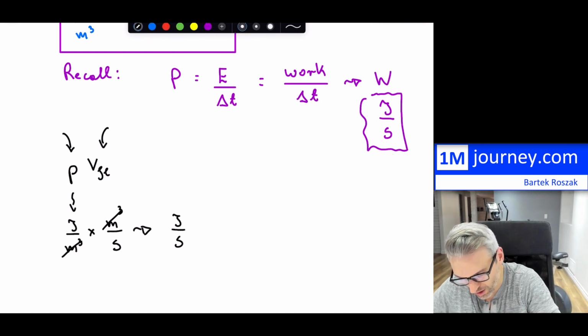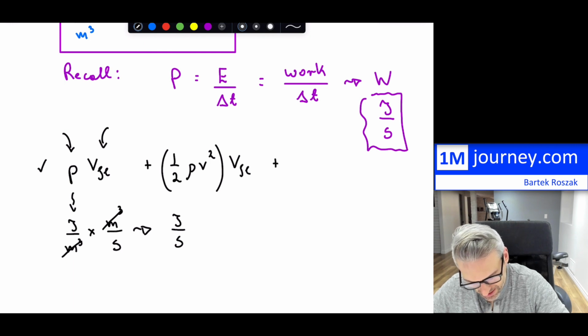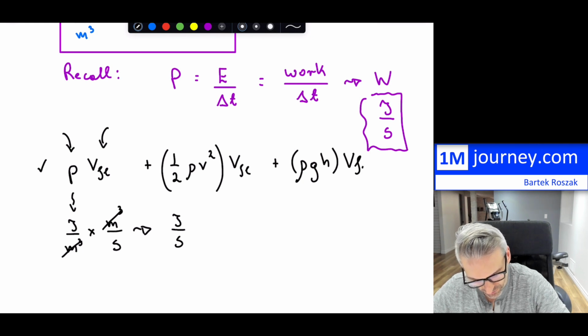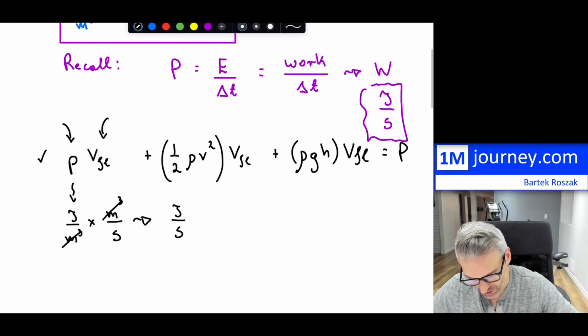Now this is just one of the components right here, but of course we can say this is 1/2 the density of the actual speed which is flowing by, times the volume flow rate, plus the last component, which is density times gravity times the height, multiplied by the volume flow rate. And all of this is equal to the total power that you would have, so the change in power that is needed. So that's pretty neat to be able to have this.